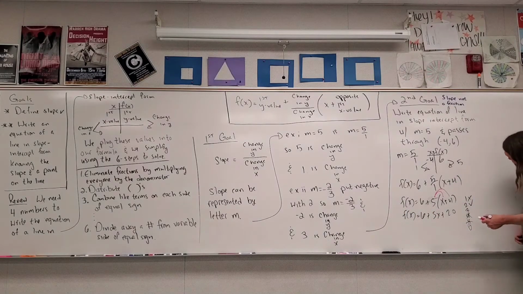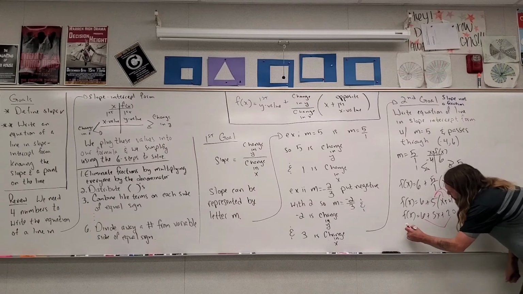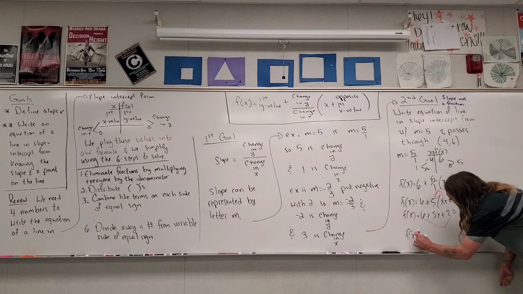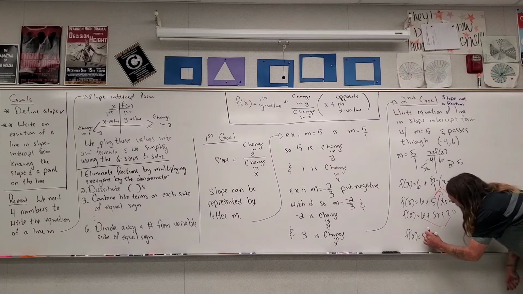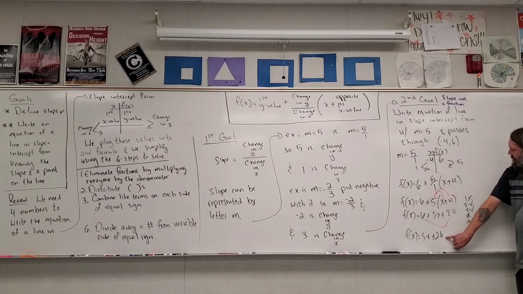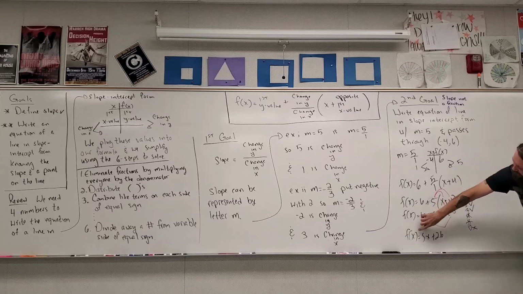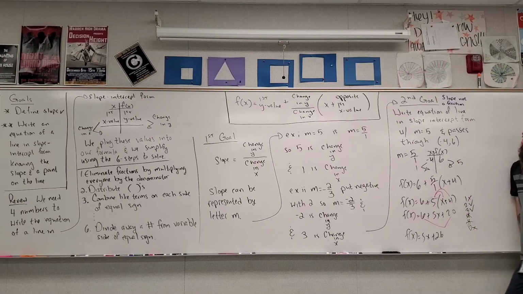Now, can I combine like terms? Yes, I can. I can combine the 6 and the 20. And we will now have f of x equals to 5x plus 26. This is the equation of the line in slope-intercept form, which we get when we simplify using the steps. I can't do step 6 because there's nothing to divide away. So that is an example of doing this.